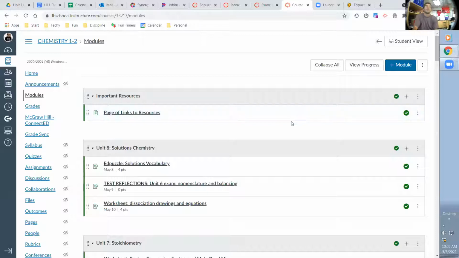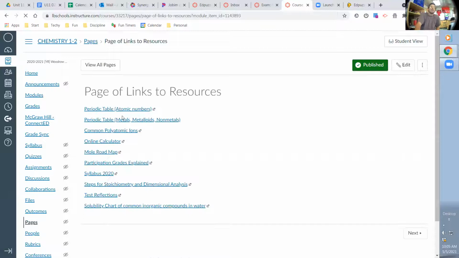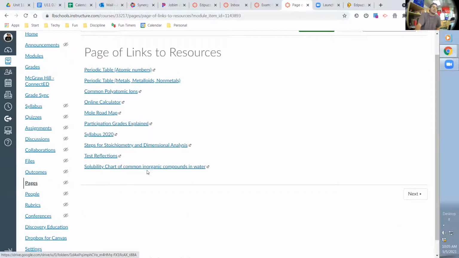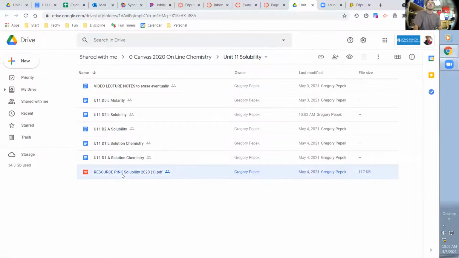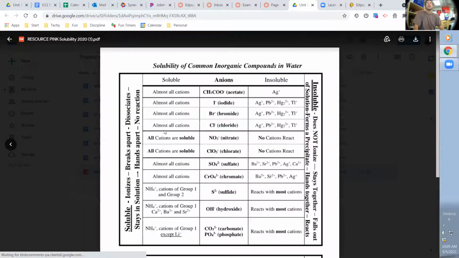All right, students, on Canvas, in important resources, page of links to resources, if you click it, right down at the bottom, it says Solubility Chart of Common Inorganic Compounds in Water. You're going to need to use this for this unit. Get used to opening it up, maybe print it out. That'd be great. So let's open this thing. This is what it looks like. Maybe I could zoom in a little bit.